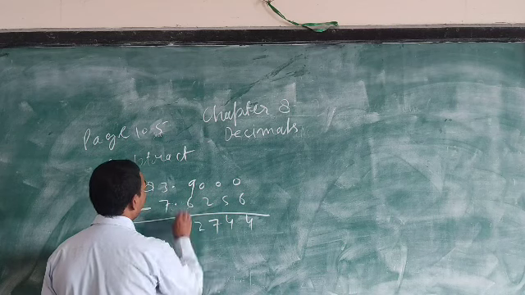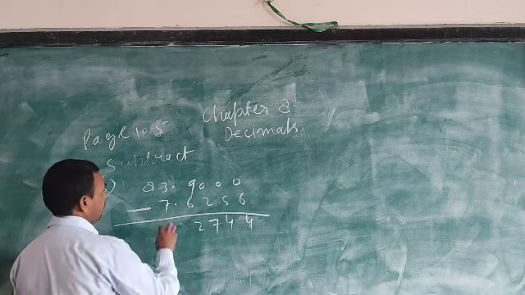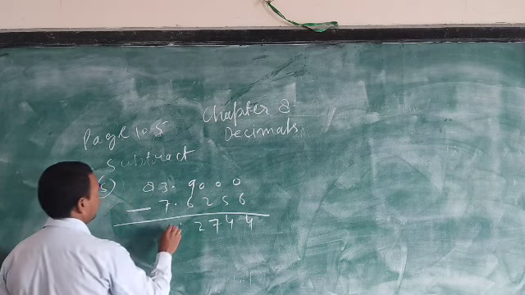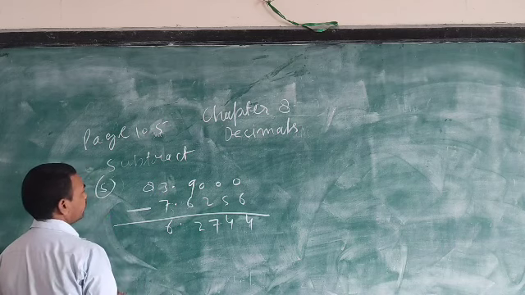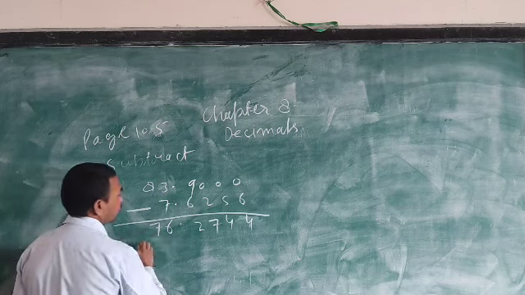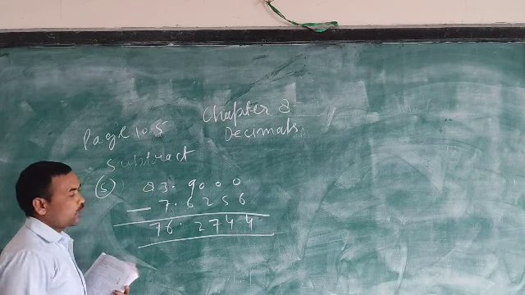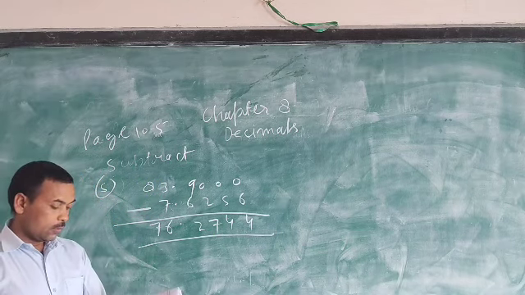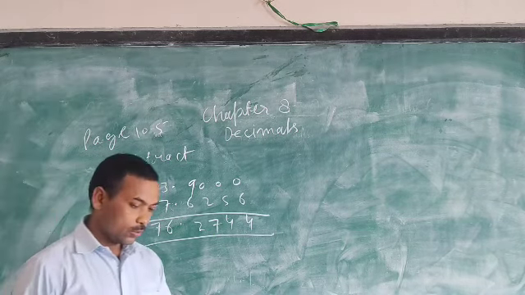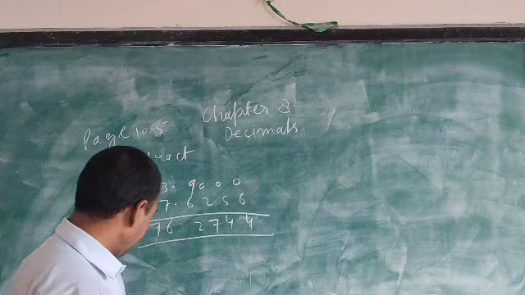8 minus 6 is 2. Point should be below point. And here 13 minus 7 is 6. And here 7. So 76.2744. So in this way you can complete.